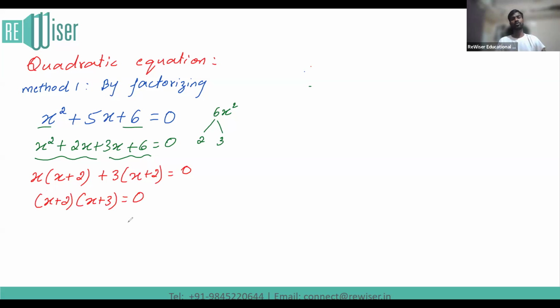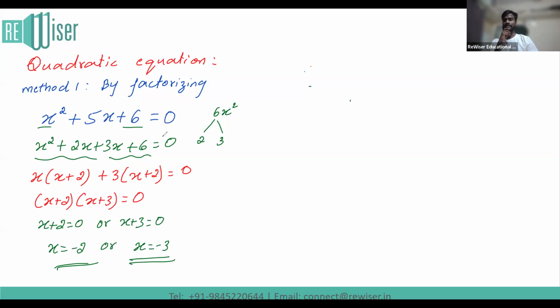Whenever we have the product of 2 linear factors equal to 0, we can equate each factor to 0. So either x plus 2 is 0, or x plus 3 is 0. That gives us either x equals minus 2 or x equals negative 3. These are the values of x when you solve this quadratic equation.